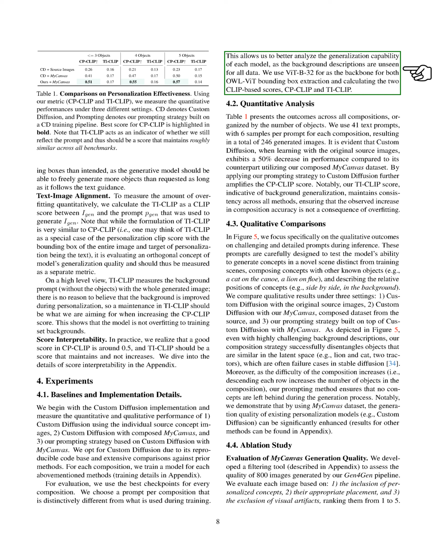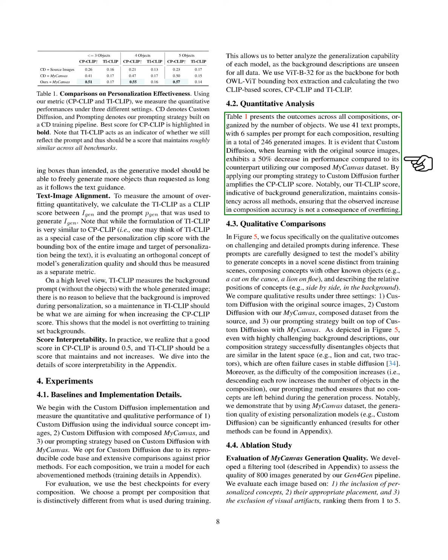In our quantitative analysis, we organized the results by the number of objects in each composition. We used 41 different text prompts, with 6 samples per prompt for each composition, resulting in a total of 246 generated images. Our findings showed that Custom Diffusion's performance dropped by 50% when it learned with the original source images compared to when it used our MyCanvas dataset.